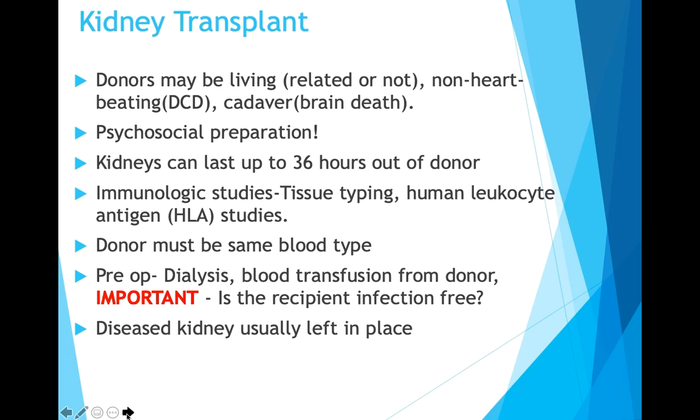The kidneys can last the longest out of the donor, and that's one of the reasons why they can be harvested at donation after cardiac death. The kidneys can last for up to 36 hours out of the donor. They're taken to the organ procurement agency and they're flushed, and they can sit and wait until they're implanted. There will be immunologic studies done, so tissue typing, human leukocyte antigens, lots of different immune studies, so that they can be sure that the donor and recipient are a good match. The donor has to be the same blood type.